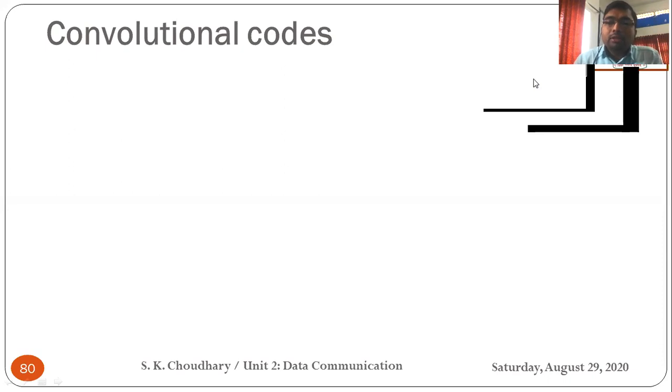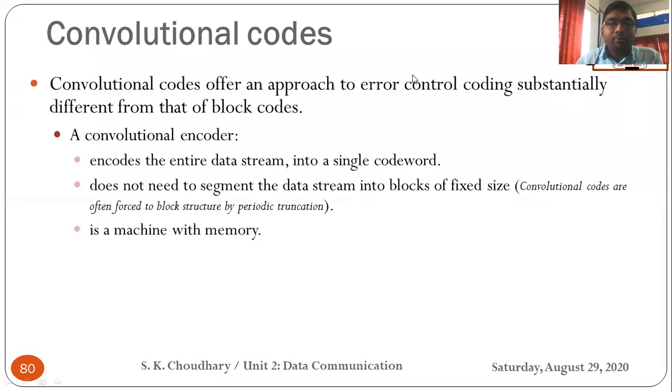First of all, the basic intro of convolutional codes. It is a little bit different from block codes and cyclic codes. Convolutional codes offer an approach to error control coding substantially different from that of block codes. How is it different from block codes? A convolutional encoder encodes the entire data stream into a single code word.